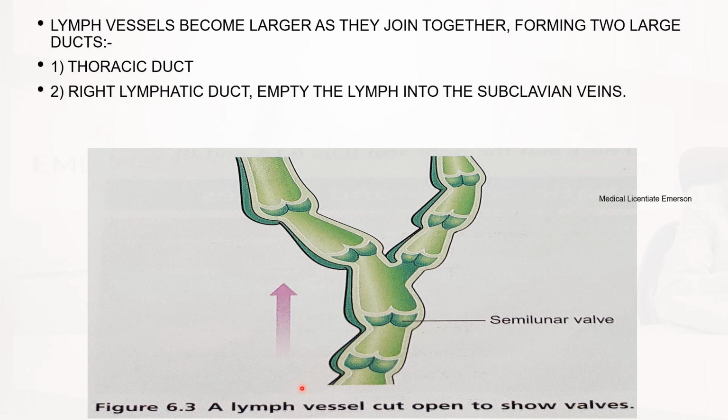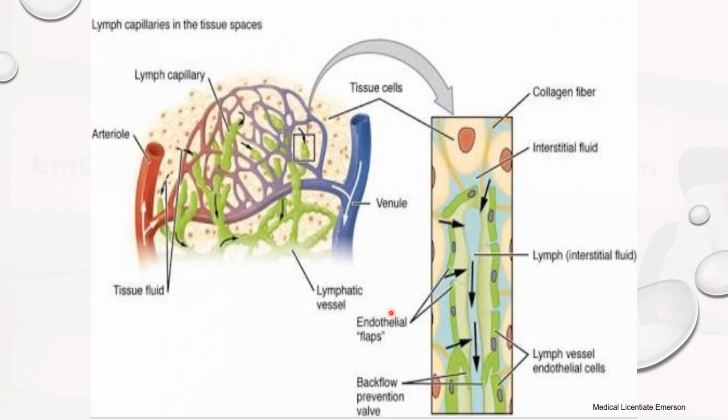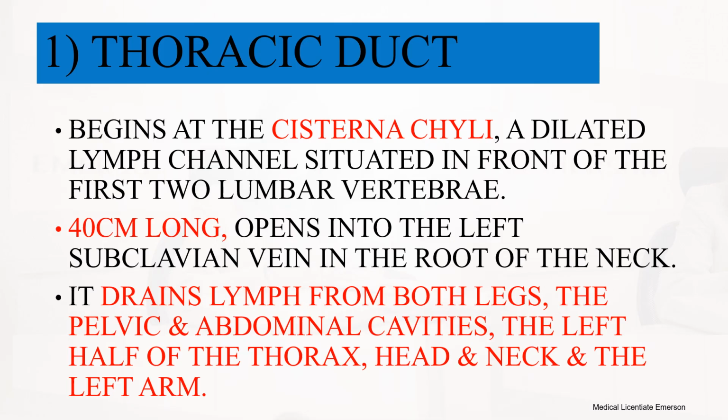So this is a lymph vessel which is cut open to show the valves. Then again, this is the structure we're talking about, where we have the lymph capillaries in the tissue spaces. So let's go to the ducts. Number one duct is formed by the two large lymphatic vessels. So number one is the thoracic duct.